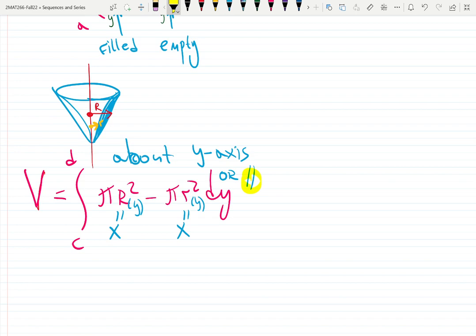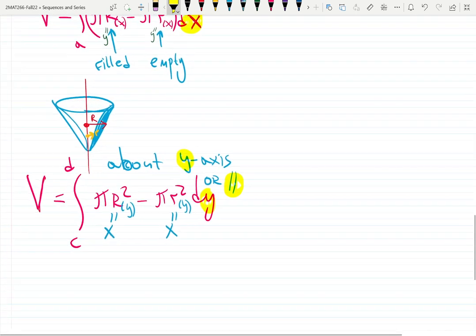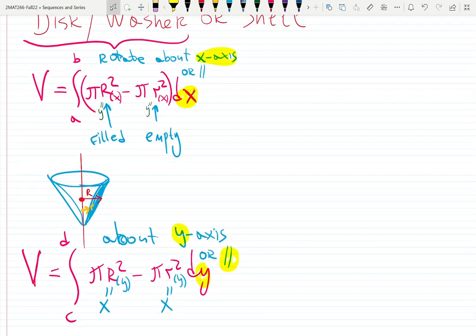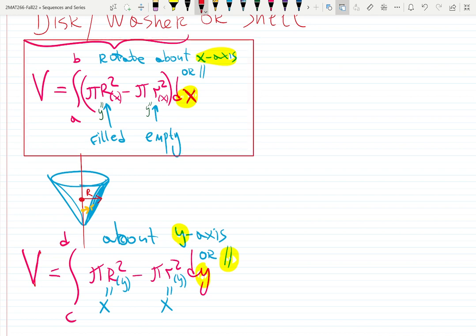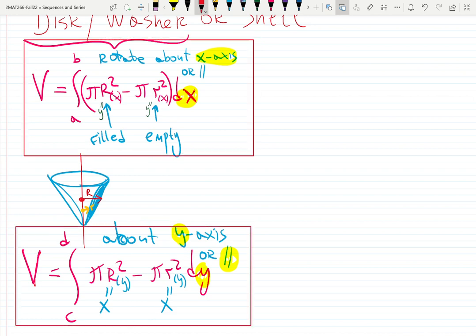So for the first chapter, which was 7.2, this disk-washer method, the axis of rotation matches the variable. For the shell method, and that's why it's so convenient, the shell method reverses the axis of rotation with the variable we're going to use. And the formula is different. The approach is very different.